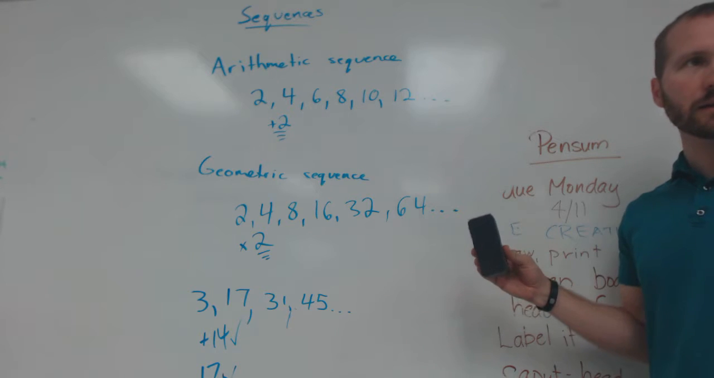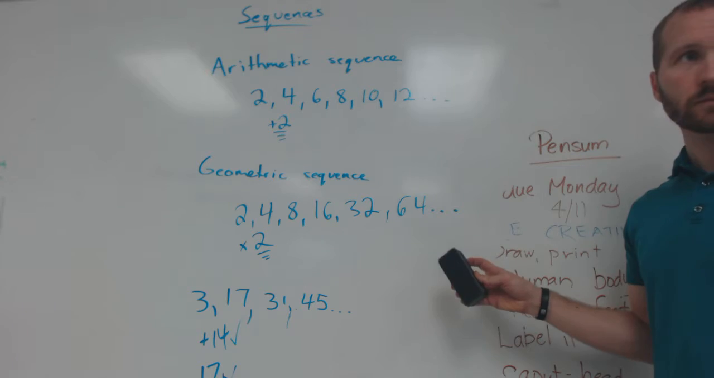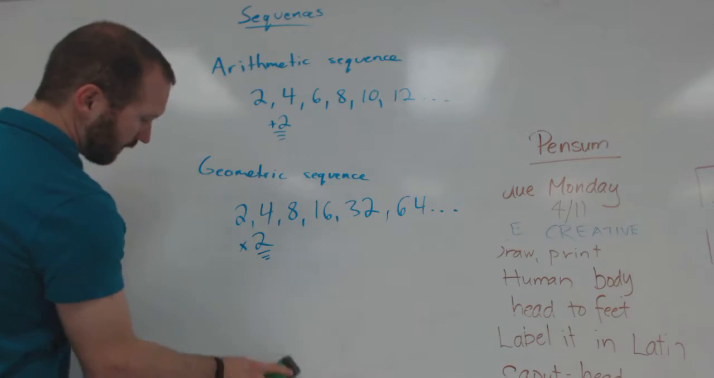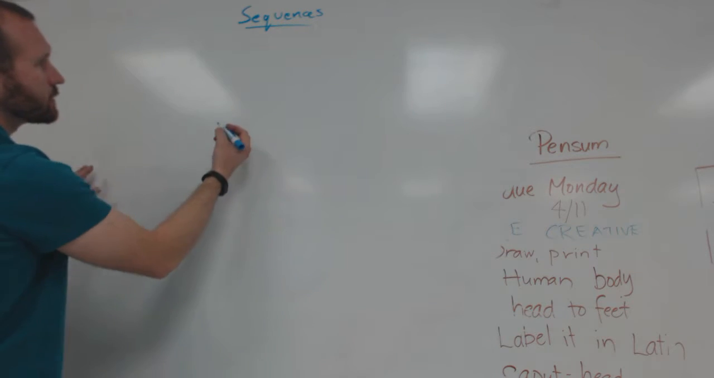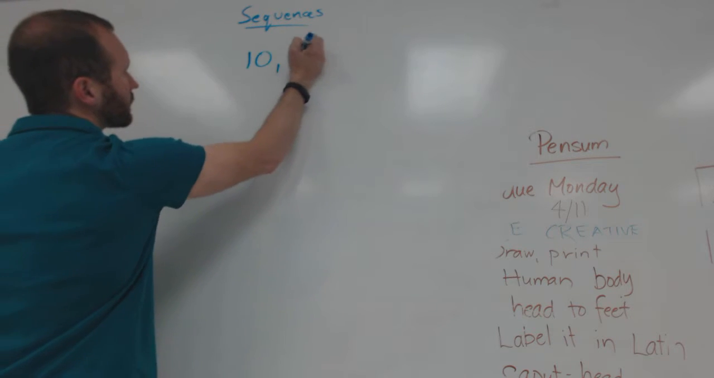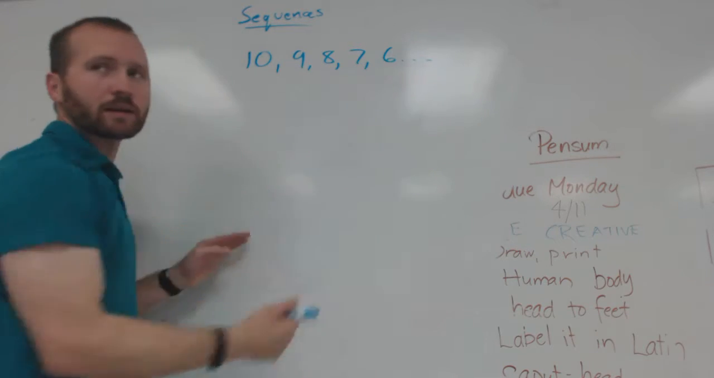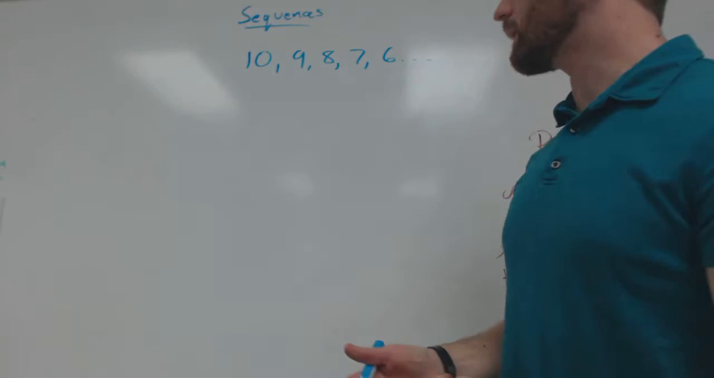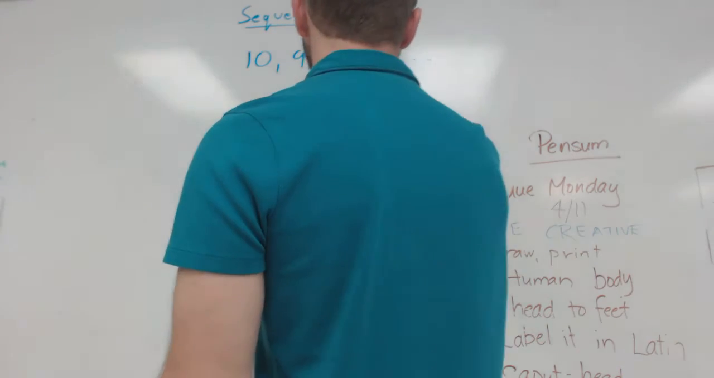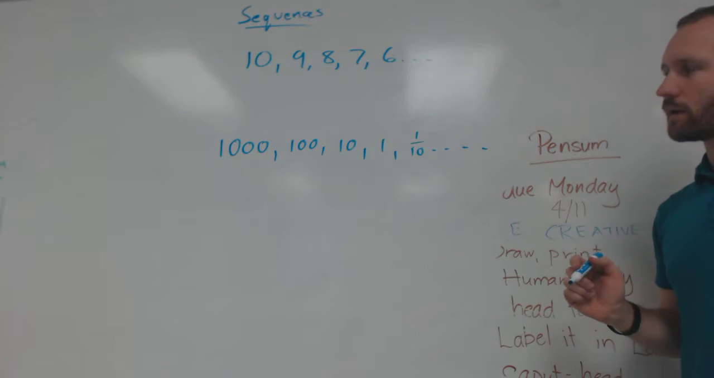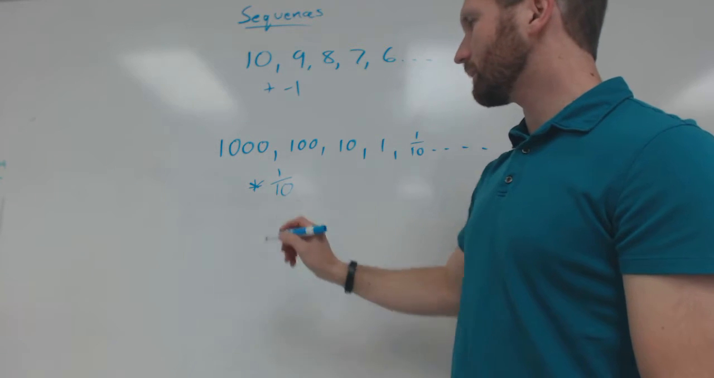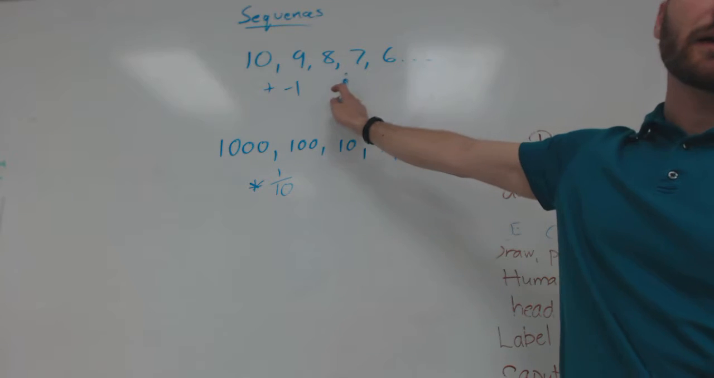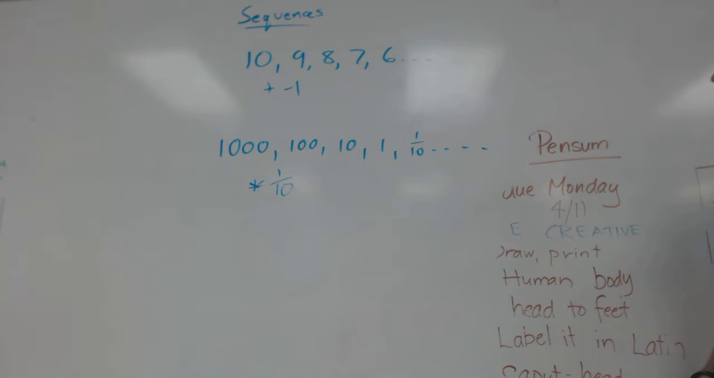All right. Questions about that? Yeah, Ben. Are there any sequences where you divide or subtract? Yeah. I actually don't know a lot about that, but you could imagine if I said 10, 9, 8, 7, 6, you could continue that sequence, right? Eventually you'd get into negative numbers. Or if I said 1,000, 100, 10, 1, you could probably continue that one as well. Here I'm adding negative 1. Here I'm multiplying by 1/10. This is geometric, this is arithmetic. Good question.